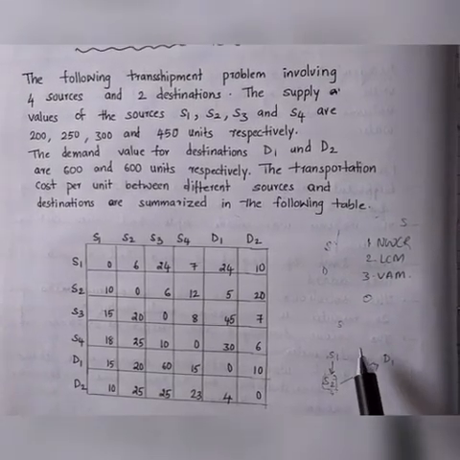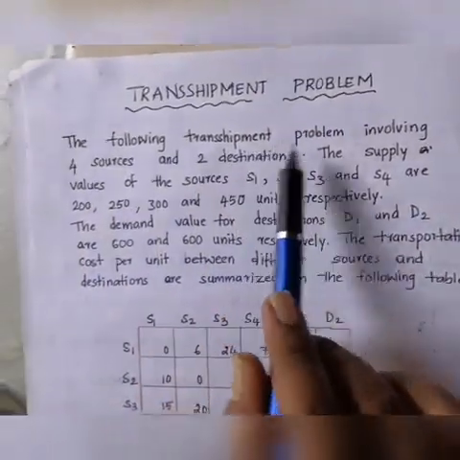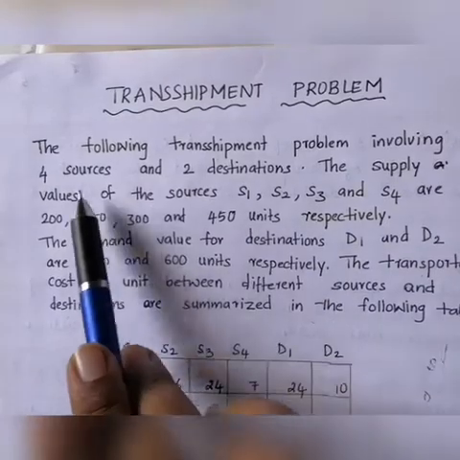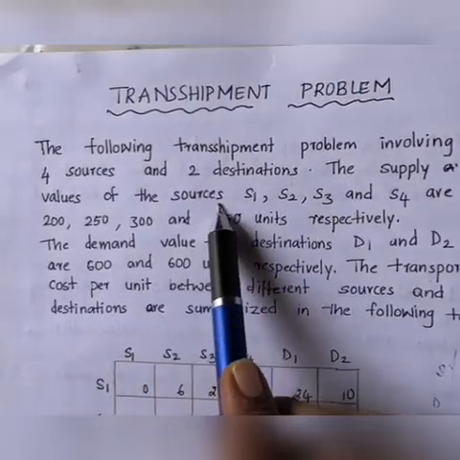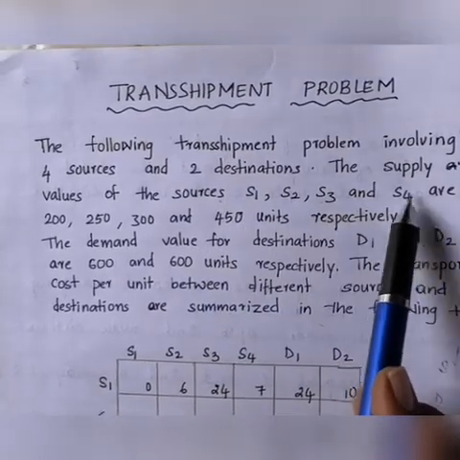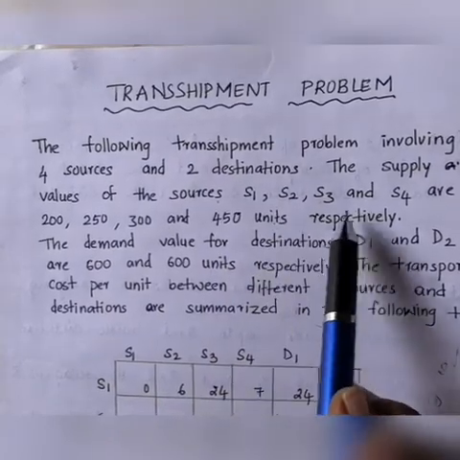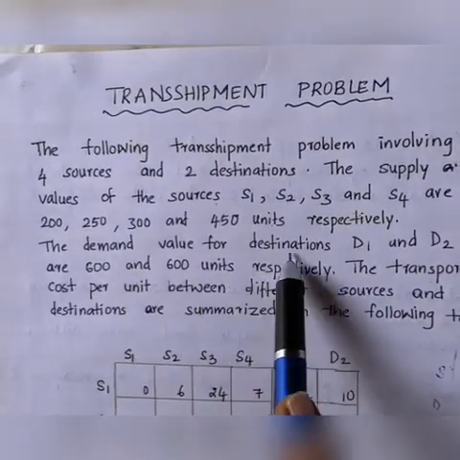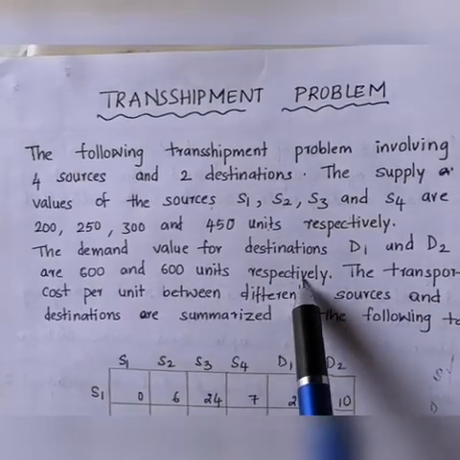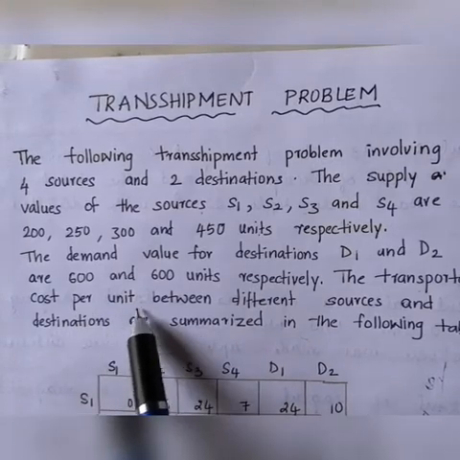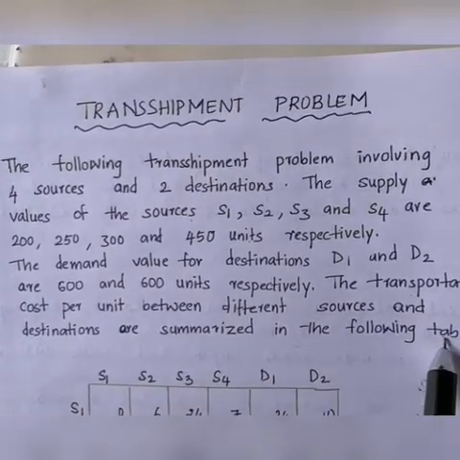Okay, so let us see an example. Look at this question. The following transshipment problem involves 4 sources and 2 destinations. The supply values of sources S1, S2, S3 and S4 are 200, 250, 300 and 400 units respectively. The demand values for destinations D1 and D2 are 600 and 600 units respectively. The transportation cost per unit between different sources and destinations are summarized in the following table.